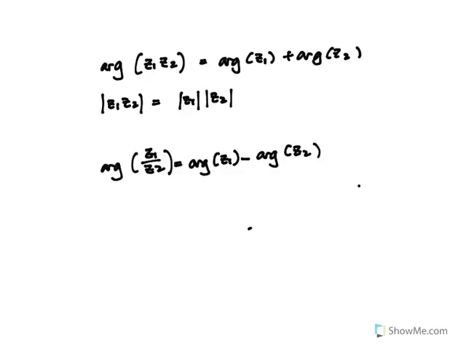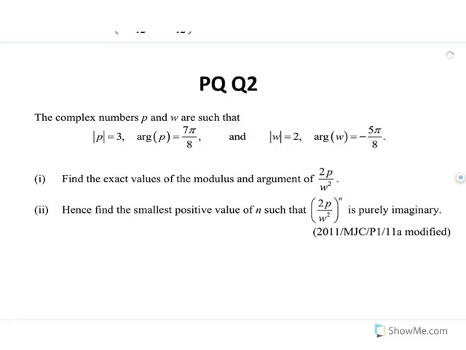Because simply, in your complex number you write an exponential, and your arguments are the powers, r e to the i theta. And the modulus of a quotient is the same as the quotient of the moduli. This is for a quick recap. Then let's look at this. We need to find the modulus and argument of 2p over w squared.